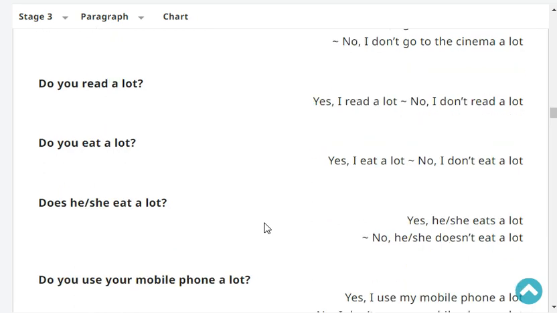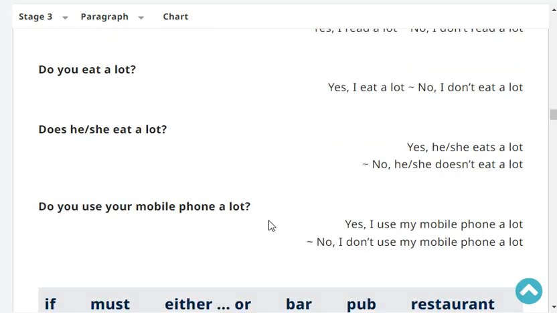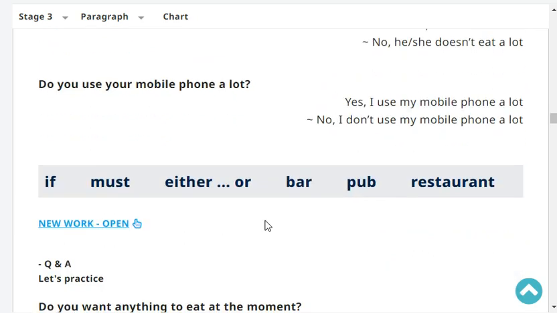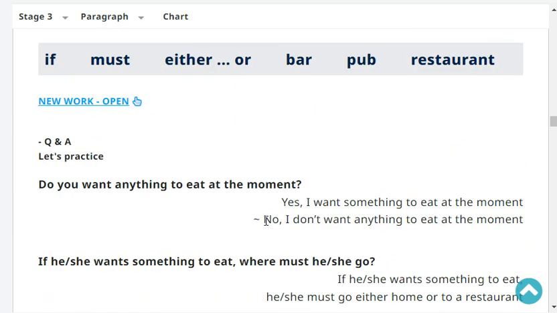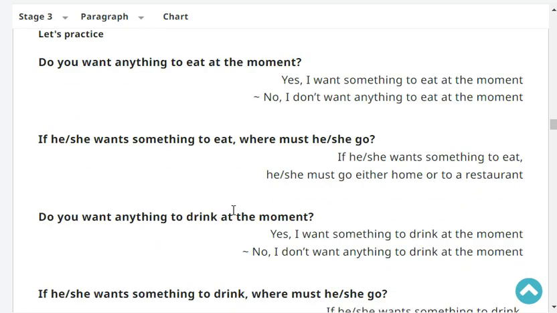Does she eat a lot? No, she doesn't eat a lot. Do you use your mobile phone a lot? Yes, I use my mobile phone a lot. Very good. Do you want anything to eat at the moment? No, I don't want anything to eat at the moment. If she wants something to eat, where must she go? She must go to either home or a restaurant.